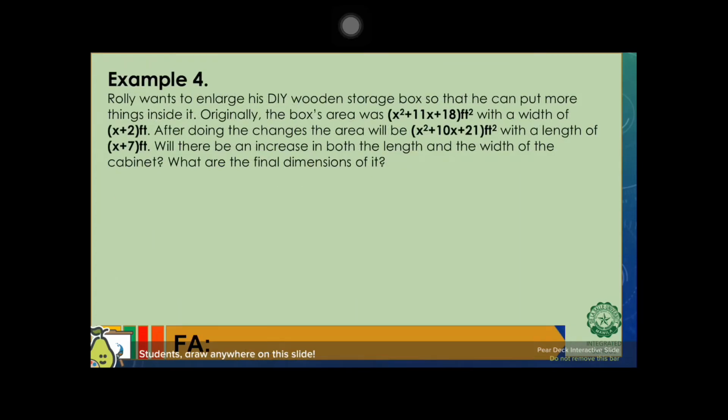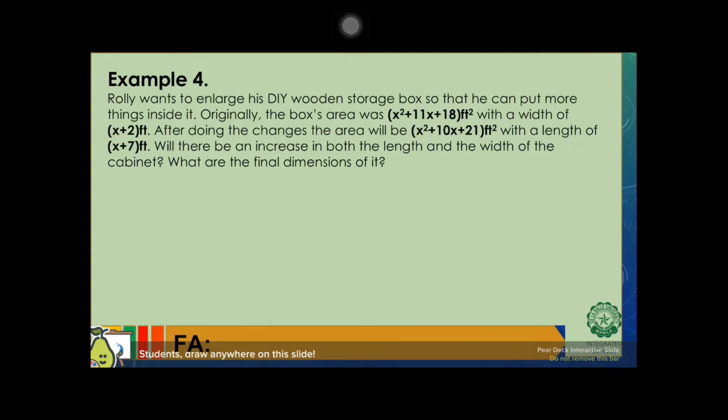Example number 4: Rolly wants to enlarge his DIY wooden storage box so that he can put more things inside it. Originally, the box area was x squared plus 11x plus 18 square feet with a width of x plus 2 feet. After doing the changes, the area will be x squared plus 10x plus 21 square feet with a length of x plus 7 feet.